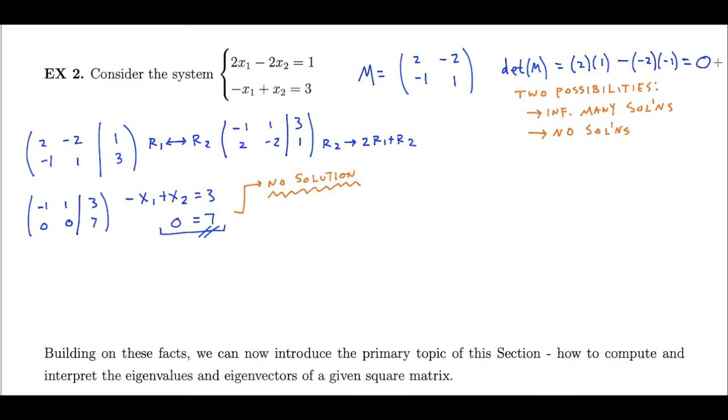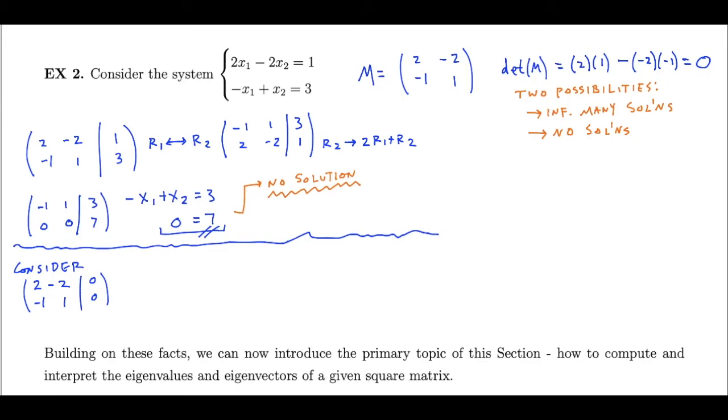So based on the 0 value of the determinant, we knew that that was one of the possibilities. We could have ended up with either infinitely many solutions or no solutions, and it appears that using this particular choice of the vector b, my system will end up having no solution. So just to demonstrate the other possibility, let me consider a different system. Specifically, let me consider this system where I've just got zeros on the right-hand side.